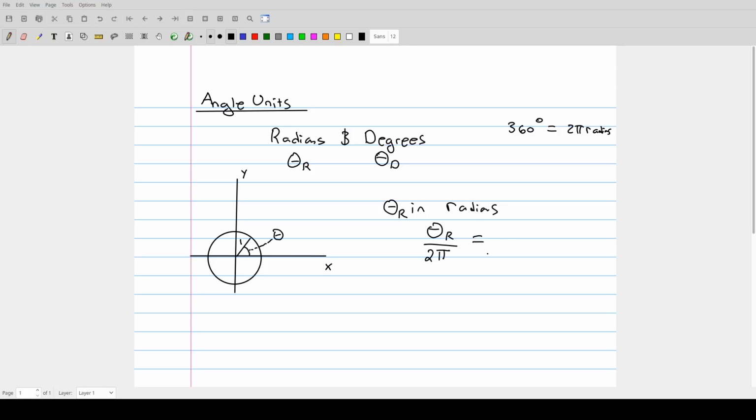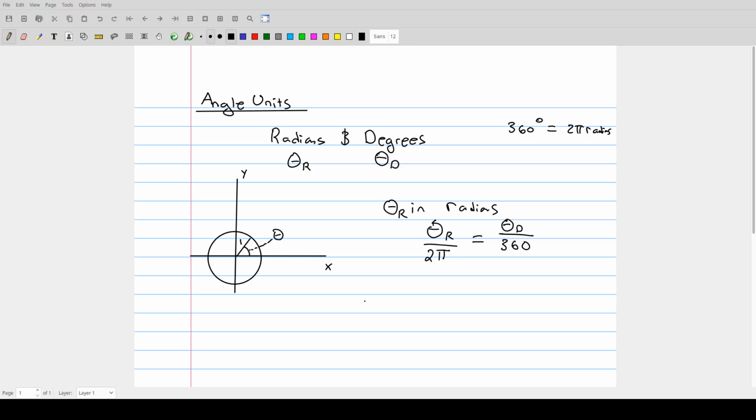And the relationship between radians and degrees is that if you measure a certain angle in radians, theta r over 2 pi, that's going to be the same thing as the angle measured in degrees over 360. So to convert from radians to degrees, this is the relationship that we have to use. We use the fact that the ratio of the angle measurements are equal regardless of whatever units you choose to use to express that angle.